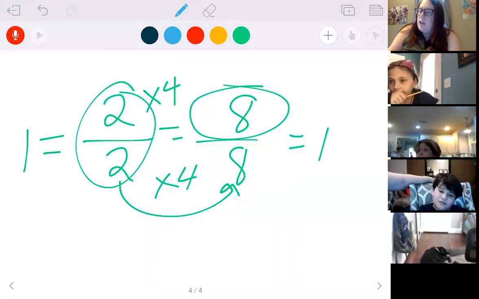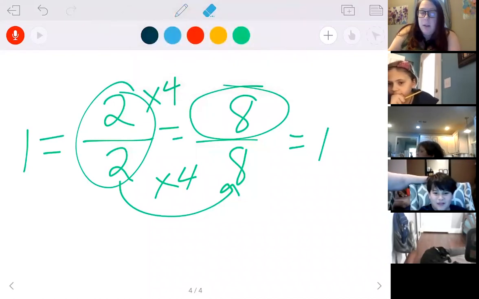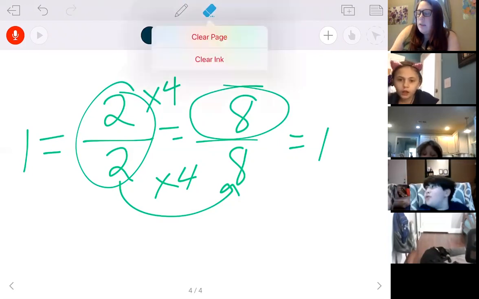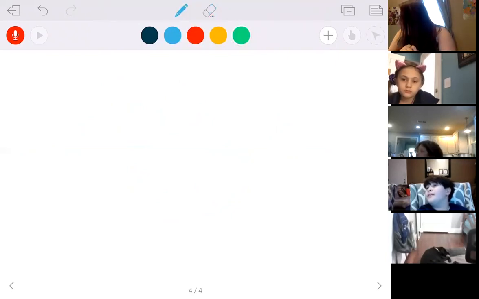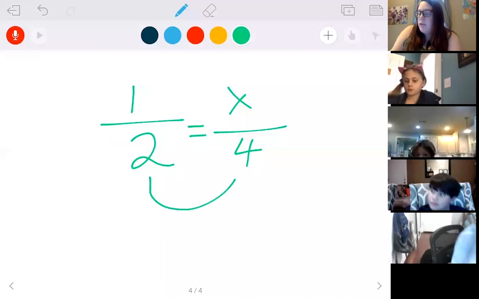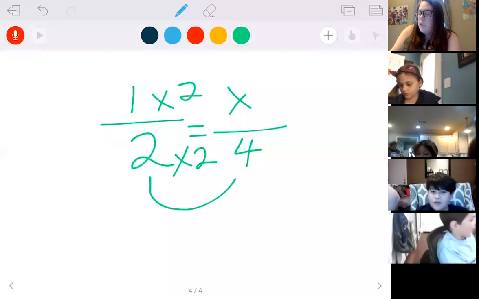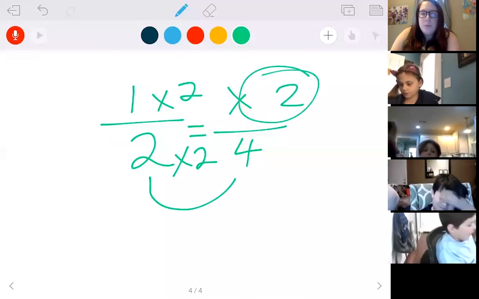Okay, I'm going to show you some more with these. This is the way you should probably learn it anyway, because next year when we start adding fractions and things like that, you're going to have to know how to do this. Let's do 1/2 equals blank over 4. I say to myself, 2 times what equals 4? 2 times 2. 1 times 2 is 2. So x equals 2.